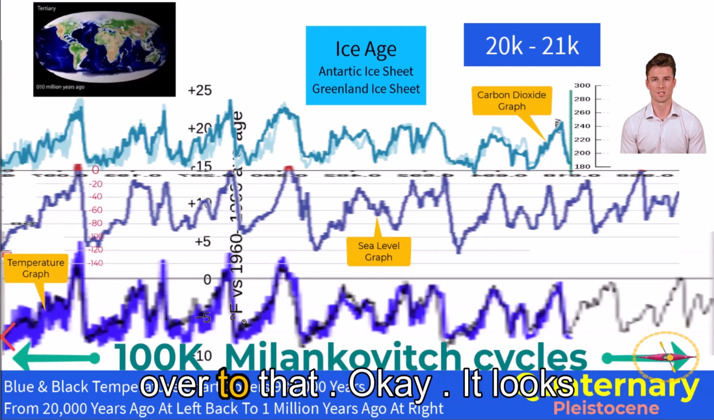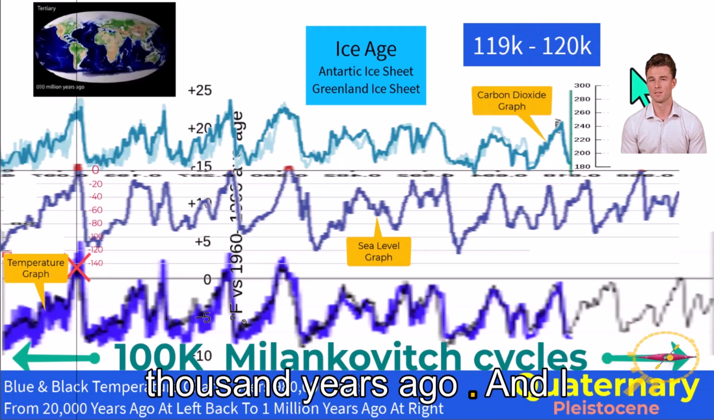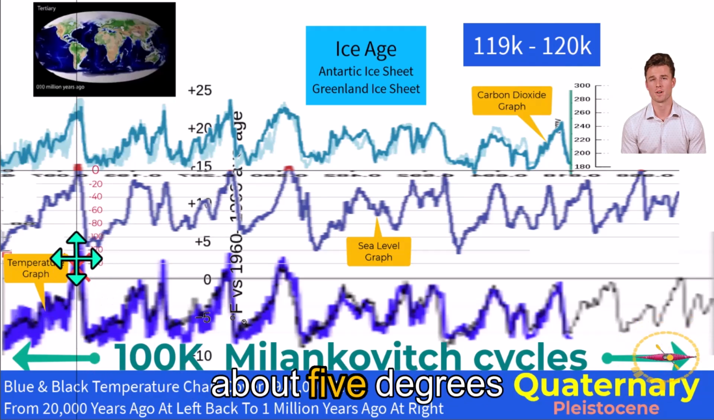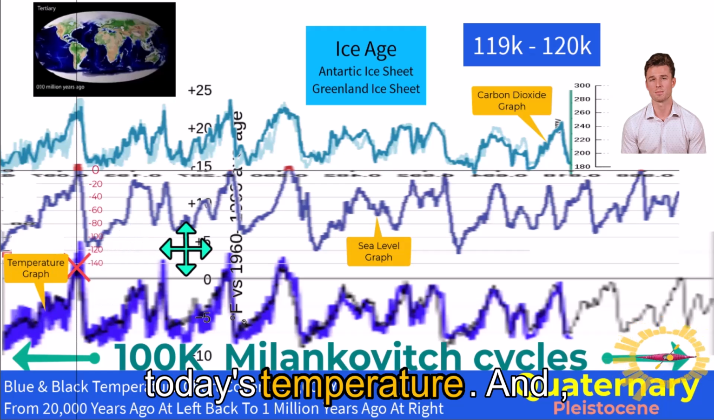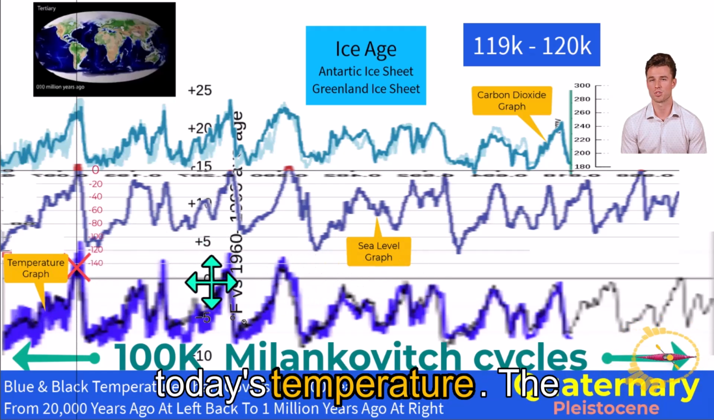We'll move our X over to that. Okay. It looks like the peak happened at about 120,000 years ago. And I want to point out that if you look at the peak of the temperature curve, it's about 5 degrees Fahrenheit warmer than today's temperature. And, again, the 0 line here is today's temperature.